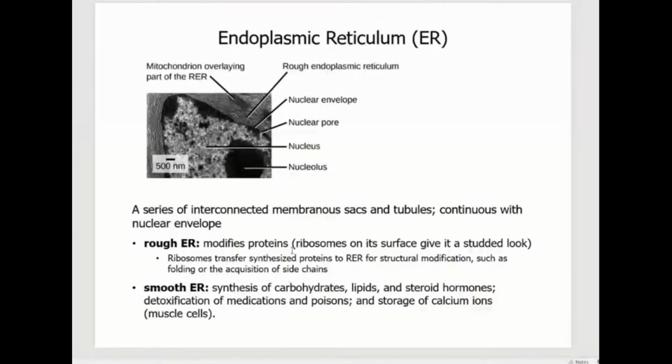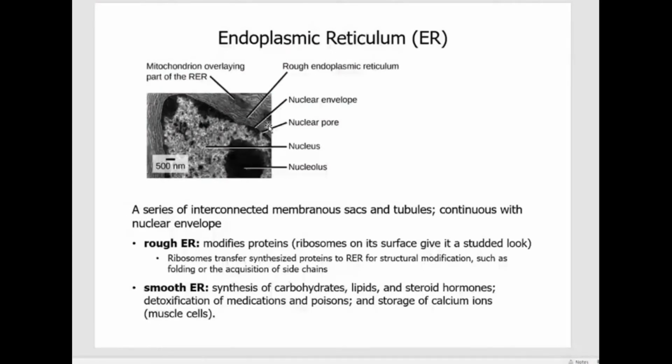I already showed you what it looks like in the animation, and this is what it looks like under an electron microscope. This is the nucleus. This is the nucleolus, where ribosomes are assembled. The ER is usually next to the nucleus because it's continuous with the nuclear envelope. These membrane layers that you see, this is the endoplasmic reticulum. This is the ER.